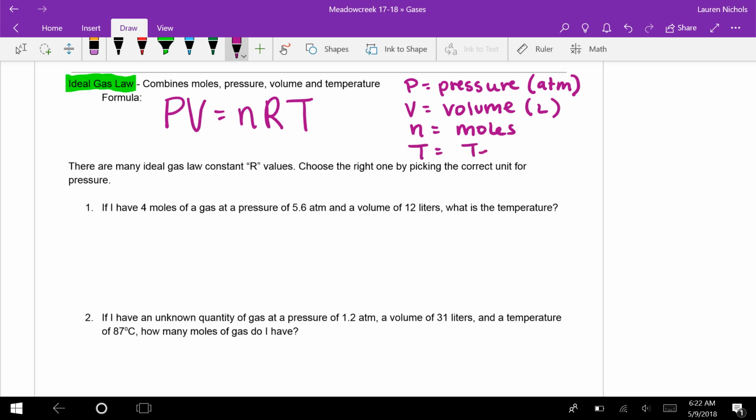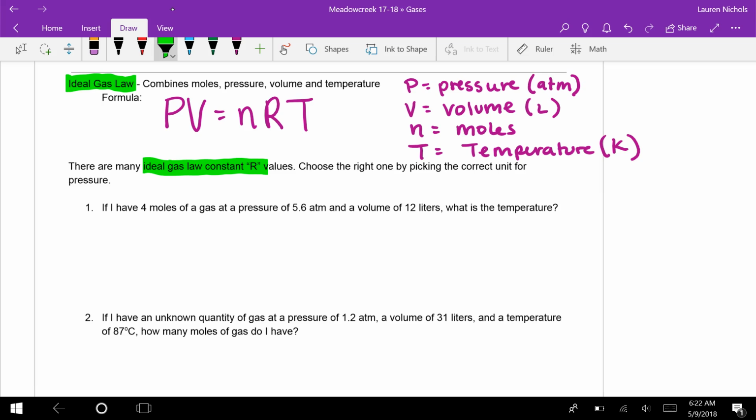T is temperature, and we know that because these are gases, it should be in Kelvin. And then R. R is the ideal gas law constant.